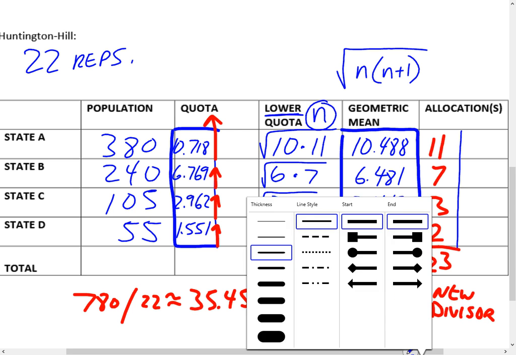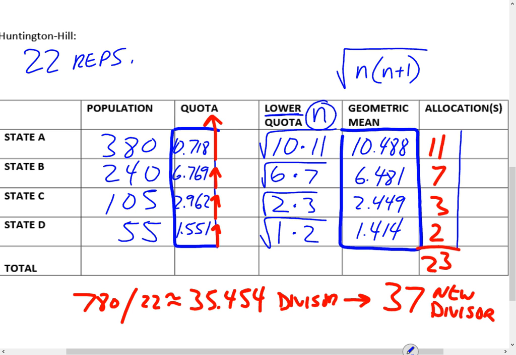I had 10.270, 6.486, 2.838, 1.486. If I use a lower quota on those, I'll get 10, 6, 2, and 1. So I don't need to change that. Therefore, the n plus 1s are the same. Therefore, the geometric mean is the same.